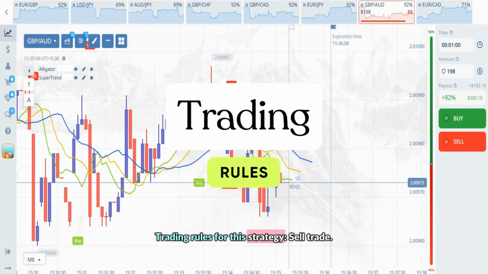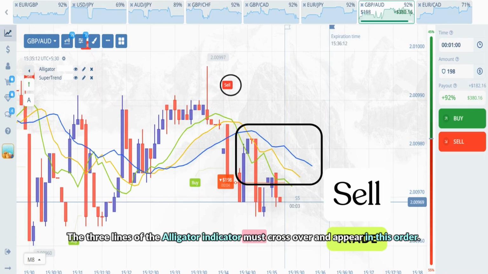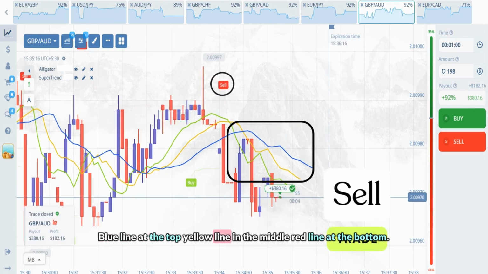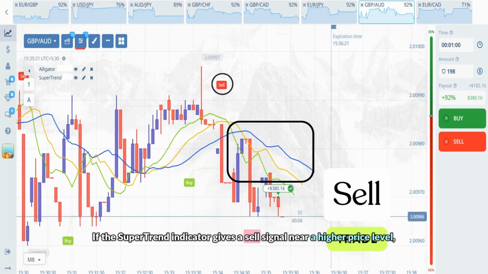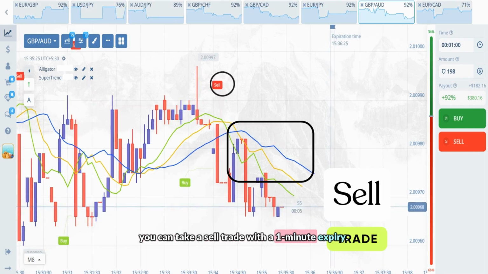Trading rules for this strategy. Sell trade. The three lines of the Alligator indicator must cross over and appear in this order: blue line at the top, yellow line in the middle, red line at the bottom. If the super trend indicator gives a sell signal near a higher price level, you can take a sell trade with a 1-minute expiry.